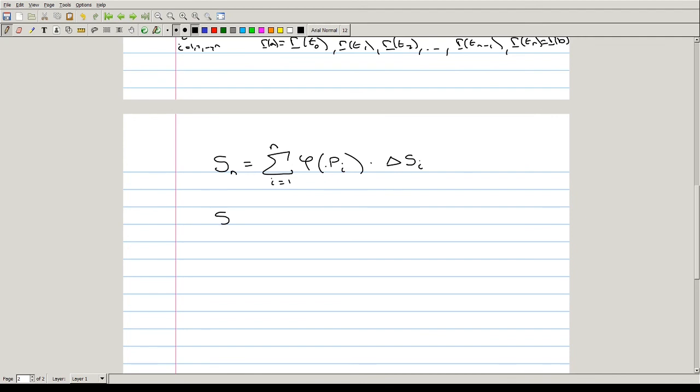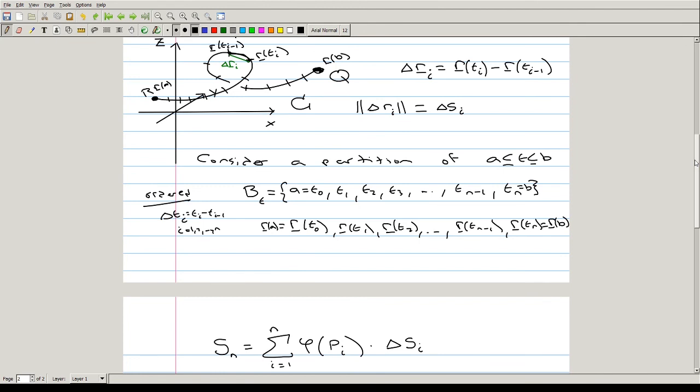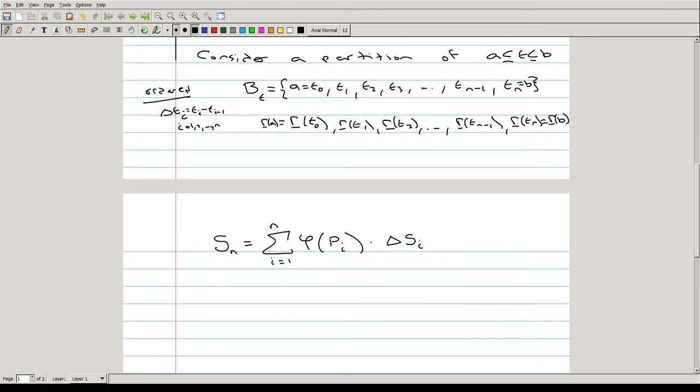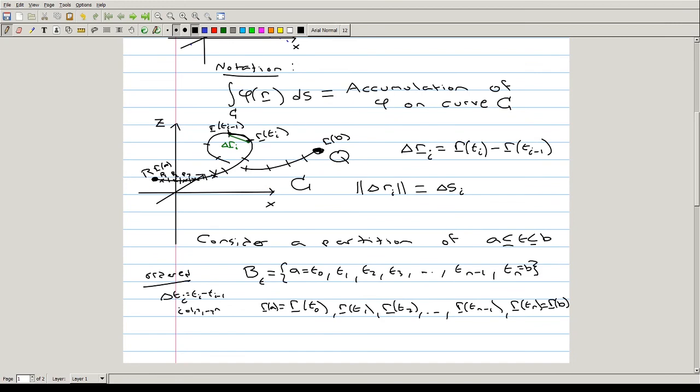So this summation is in some sense an approximation of points on the curve, where each one of these points pi is a sample point at some point along the curve in each one of these subpartitions. Like this could be P1, P2, P3, and so on and so forth, all at every single one of these subintervals. So we're evaluating this scalar function on the curve at some point on the curve, and we're multiplying that by the approximate arc length, which is the length of each one of these lines right here.